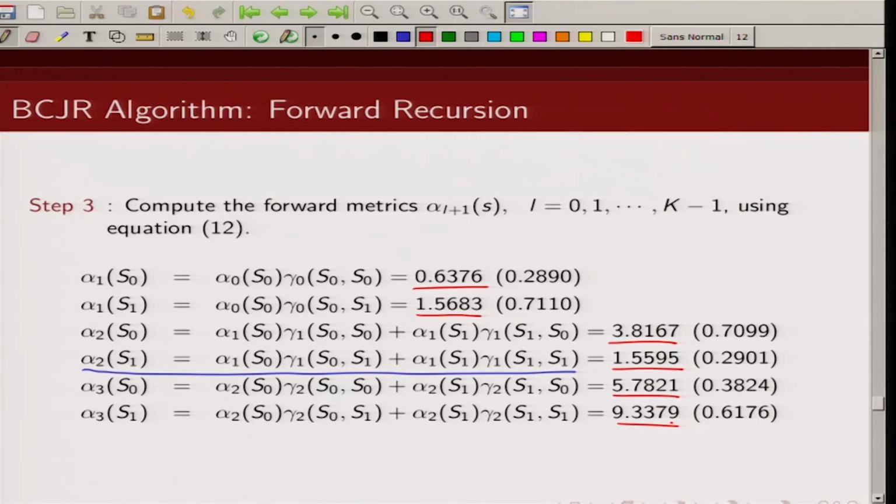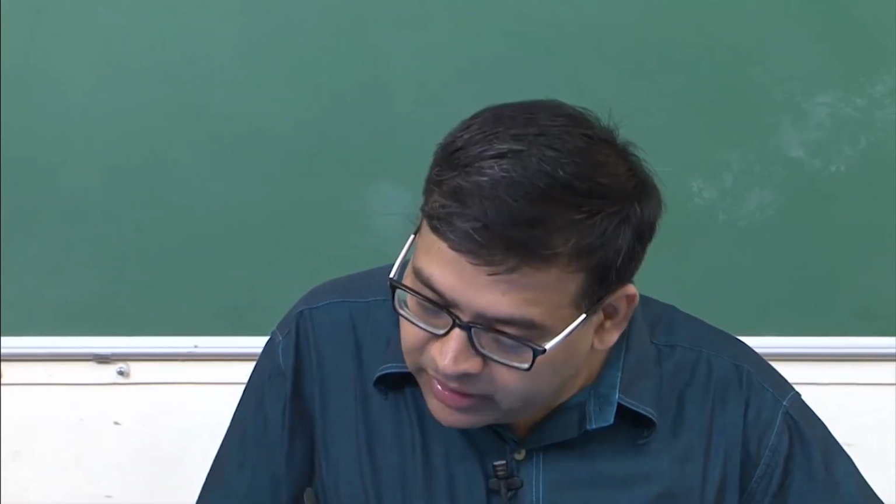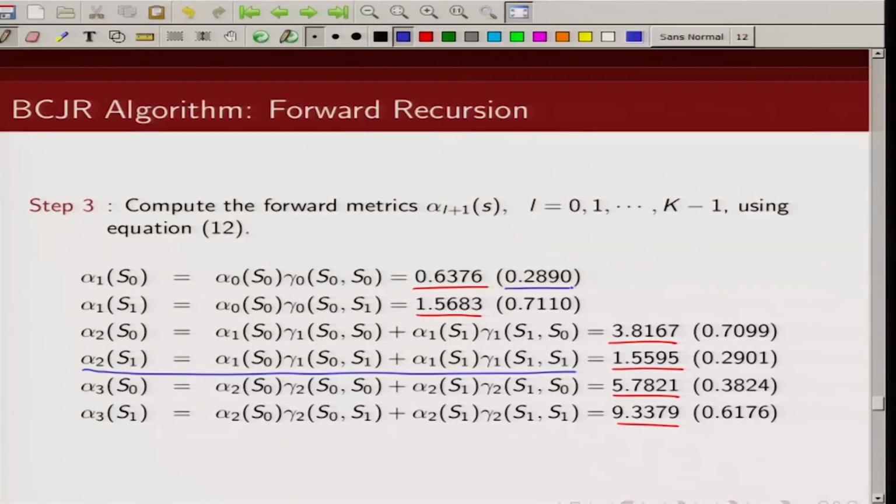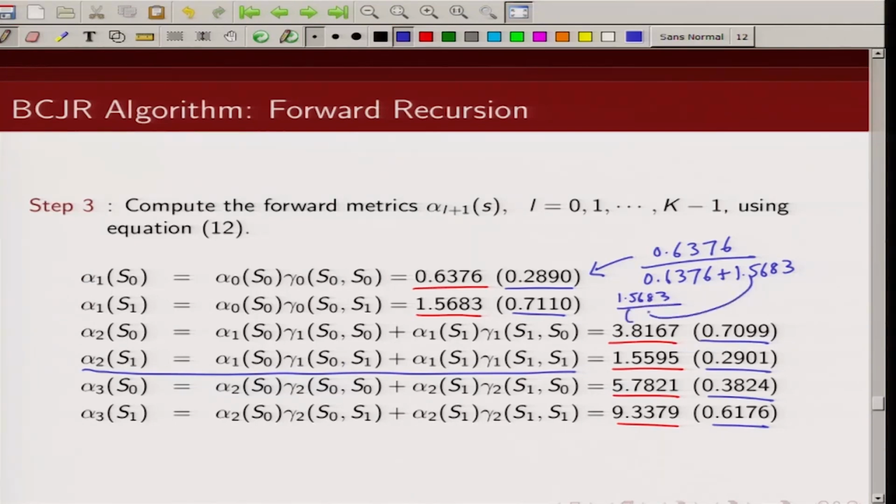Now, we can also normalize the values of alphas, because the alphas over all states should add up to 1. So, in the bracket that you see here, these are the normalized values of alpha. How do I get this? This is 0.6376 divided by 0.6376 plus 1.5683. Similarly, this is 1.5683 divided by this one.